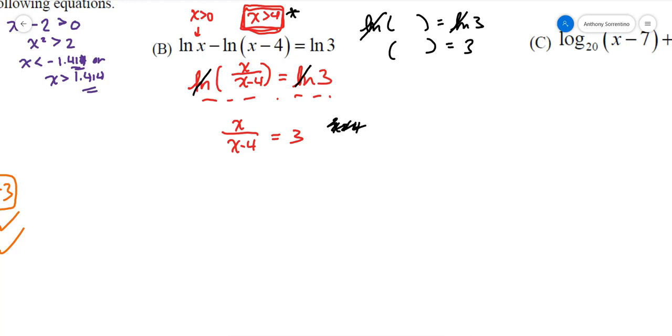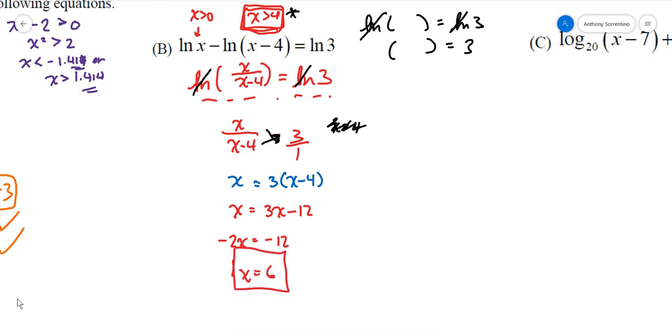So as I go through this now, thinking of this as 3 over 1, I do my cross multiplication. I'm going to have x equaling 3 times x minus 4, which is going to be x equaling 3x minus 12. Subtract 3x from both sides, I get a minus 2x over here, negative 12. Divide both sides by negative 2. I get that x equals 6. So this comes out to be a really nice answer.